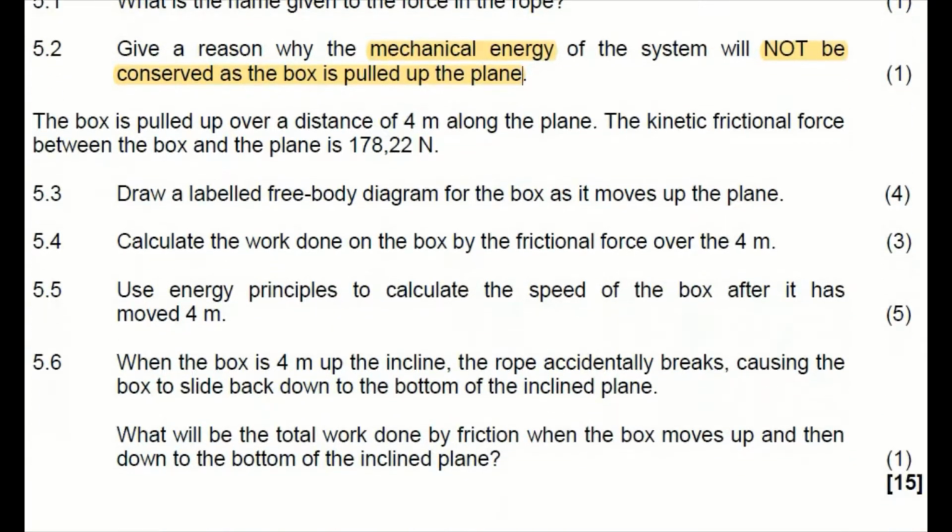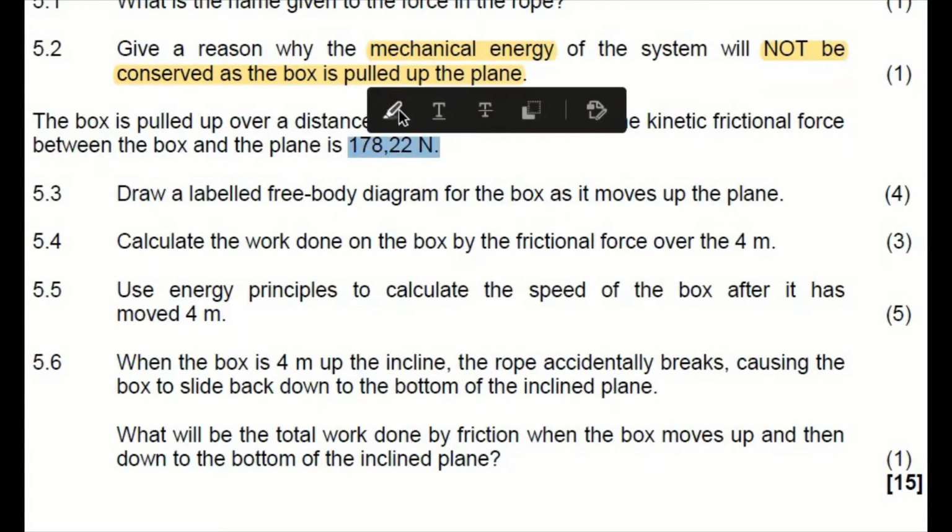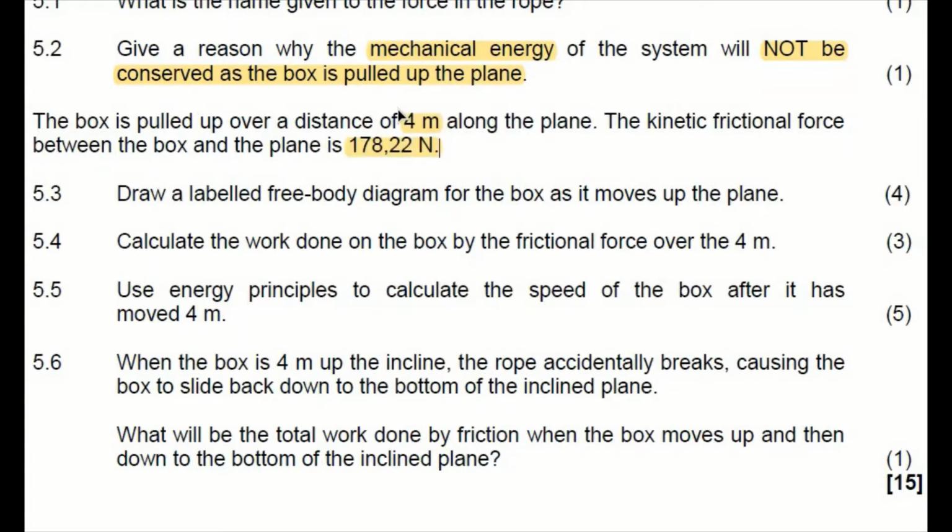And then these questions are more of calculations. You're gonna do them later on. Let us just read through them. They're saying that the box is pulled over a distance of 4 meters. So they're giving you the distance at which the box is displaced. Then they say the kinetic frictional force between the box and the plane is 178.22 newtons. The first question, which is 4 marks, is you should draw a free body diagram.